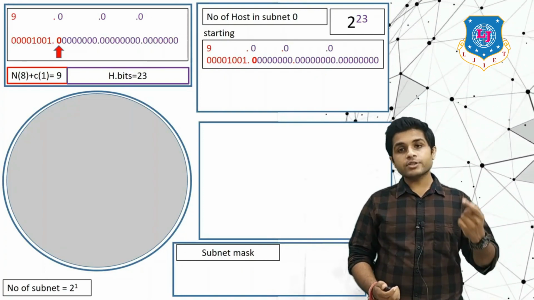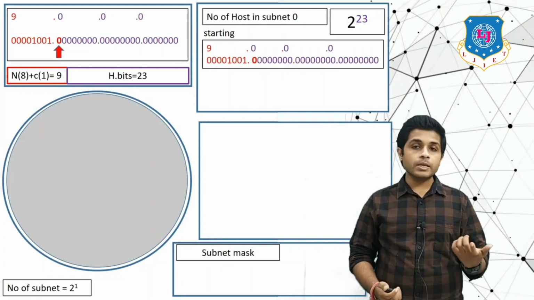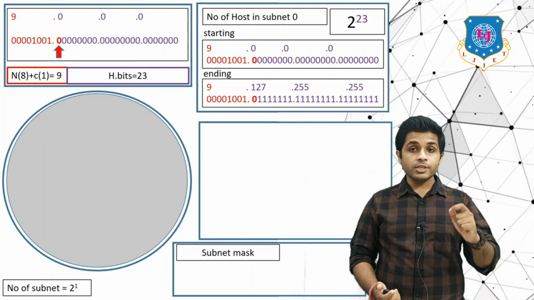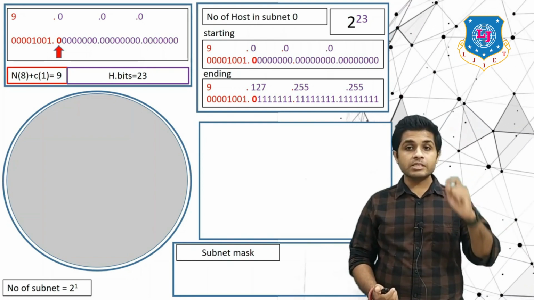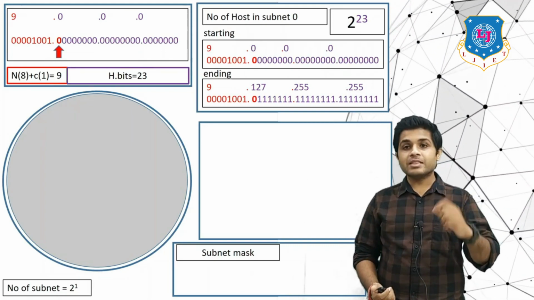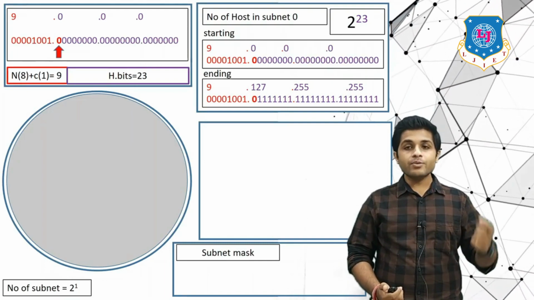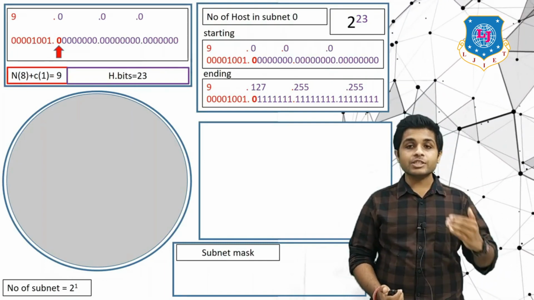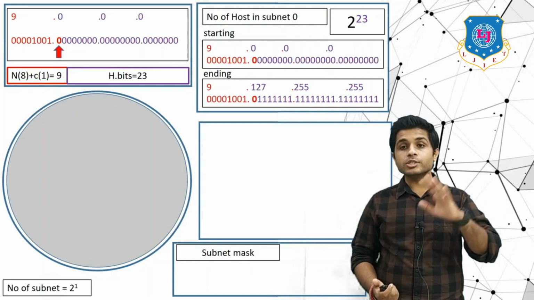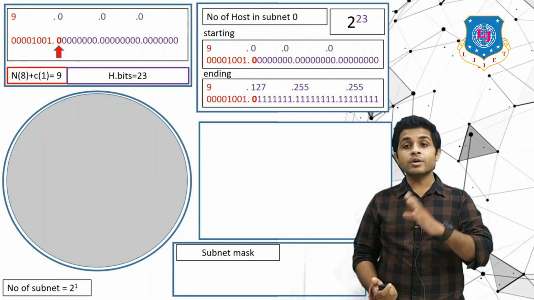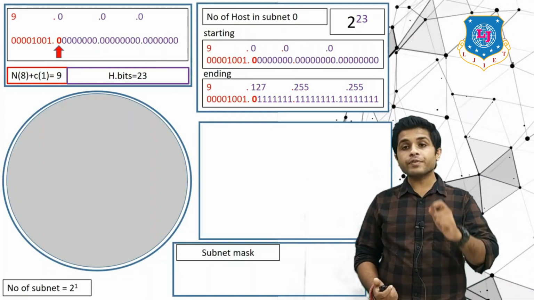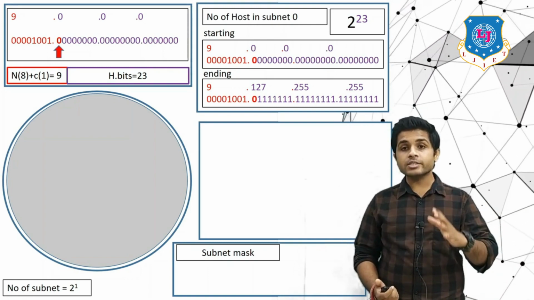And to find the last address of subnet 0, we will set all the host bits to 1 and you will get 9.127.255.255. If you notice, the value of the converted bit remains the same throughout subnet 0. So the value of the converted bit is 0 in subnet 0. Now in any subnet, the first and the last address are not allocated, because the first address in the subnet represents the whole subnet. So 9.0.0.0 is the address of subnet 0, and 9.127.255.255 is the broadcast address of subnet 0.